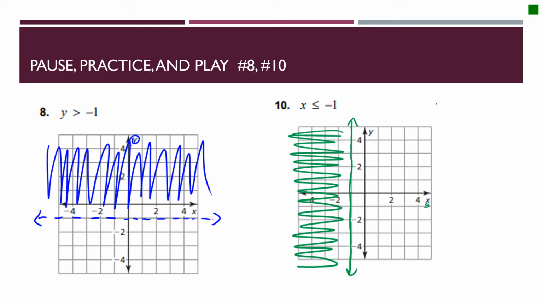All right, and number 10 is on the x-axis. We're going to go to negative 1, and we're going to have a solid line this time. We're going to pay very close attention to the solid versus the dotted. And this is going to be x less than or equal to. So less than negative 1 would be everything this way.